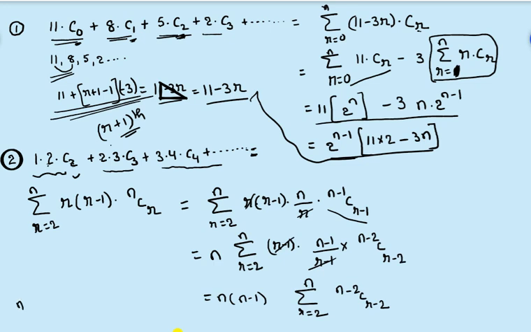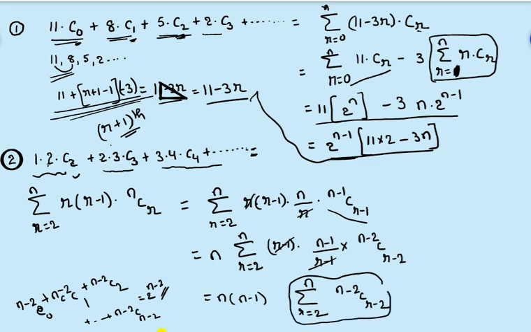The reason is, you can observe, n minus 2 C0 plus n minus 2 C1, because r goes from 2 to n, next n minus 2 C2, plus and so on, up to n minus 2 C n minus 2. That is nothing but 2 to the power of n minus 2, right? So that's why this summation we can write as n into n minus 1 into 2 to the power of n minus 2. That is the way to proceed with this particular problem.